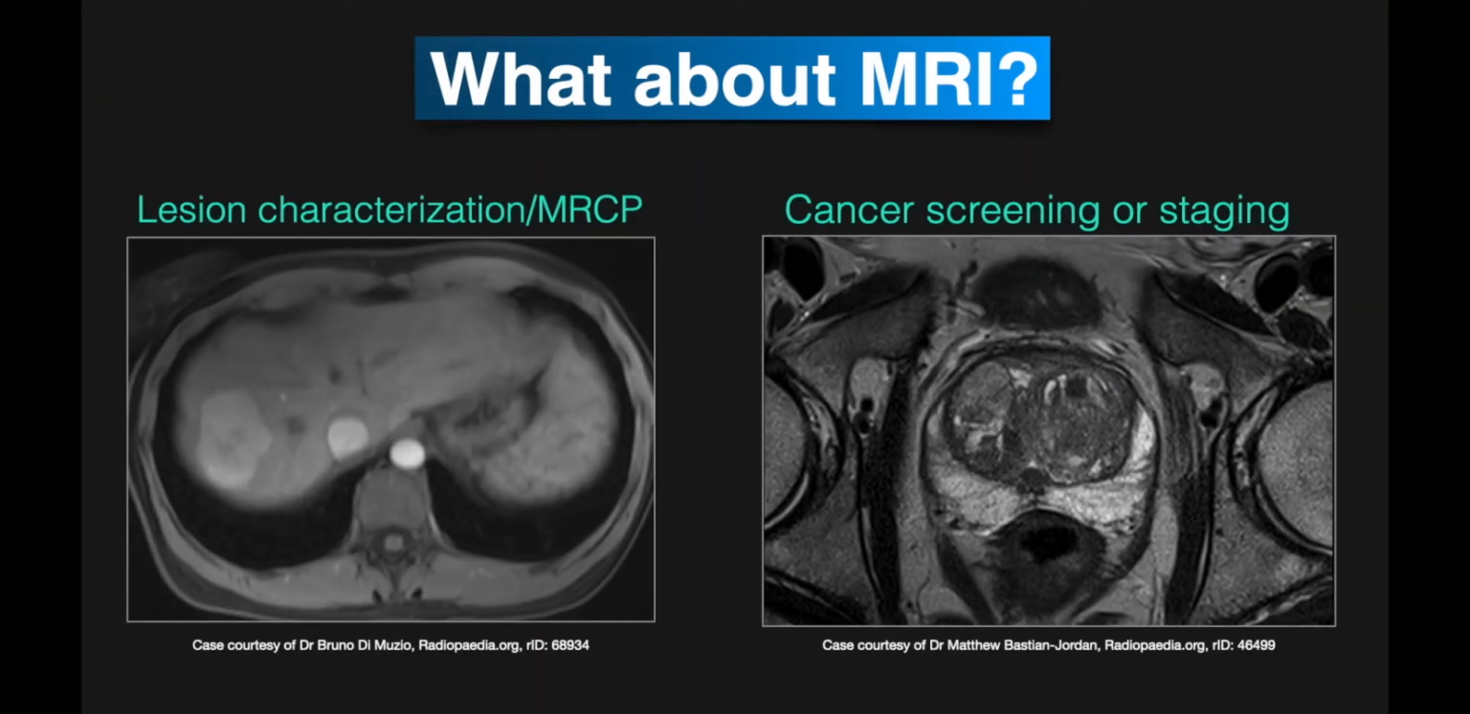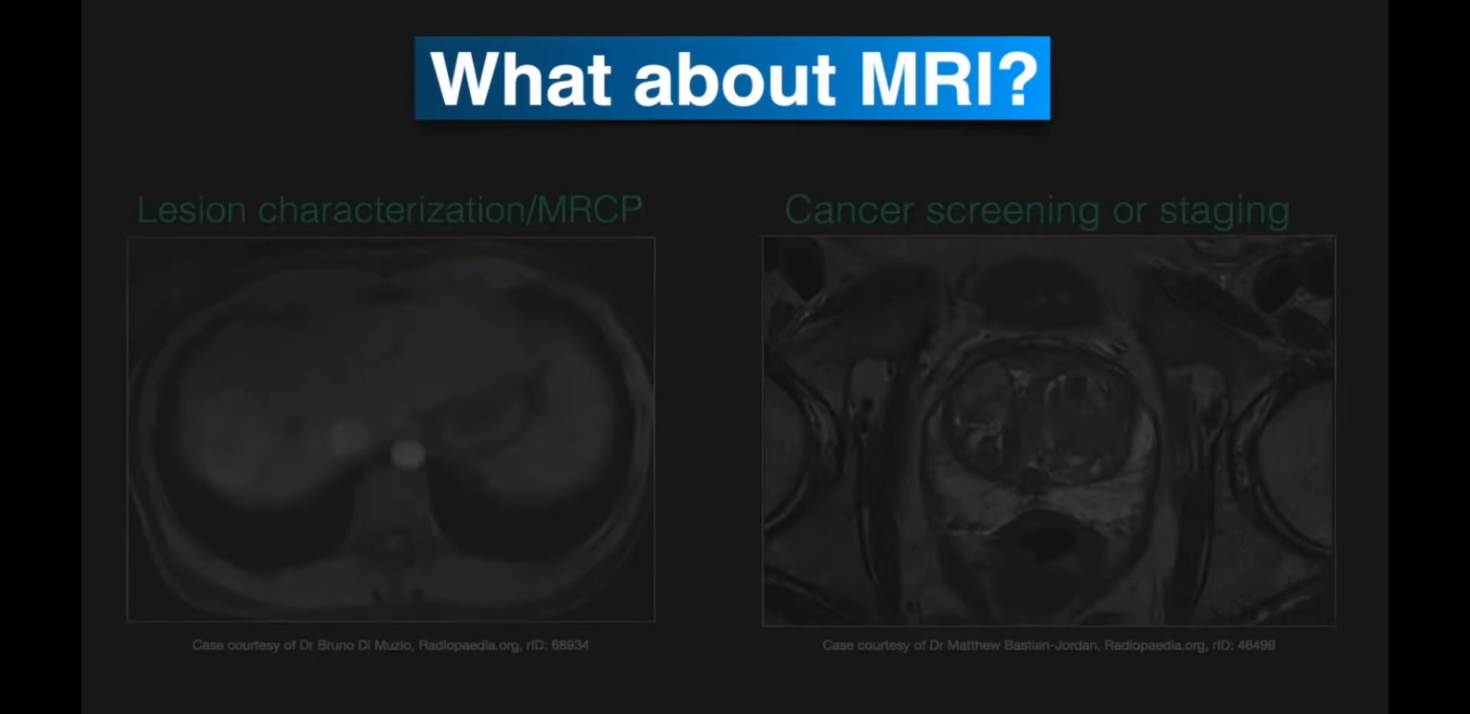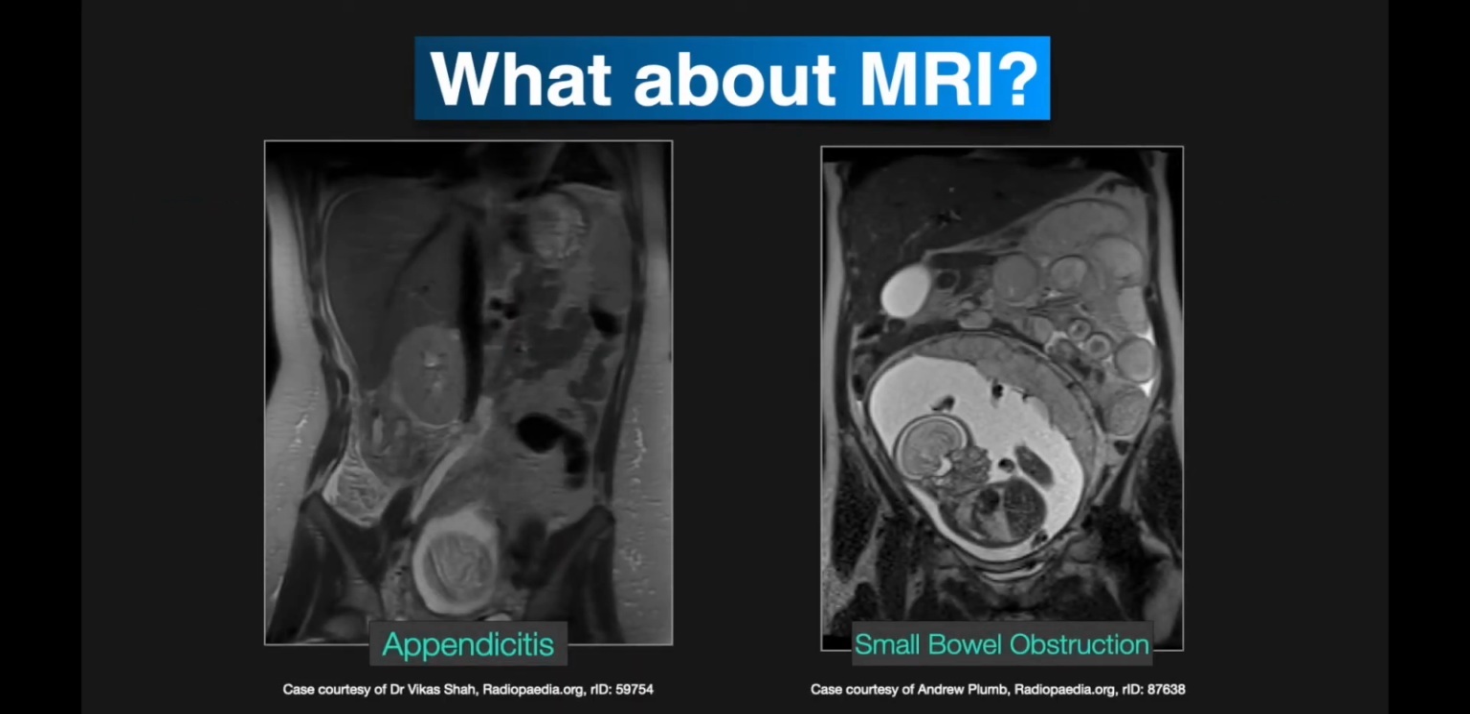MRI is great for helping to characterize unknown liver lesions or for MRCP to look for stones, and it is also commonly used to perform detailed local cancer screening or staging, like seen in the prostate MRI here. MRI is less commonly used in the emergency setting but does have utility in pregnant patients to evaluate for appendicitis, small bowel obstruction, or other pathology after clinical evaluation and usually ultrasound.